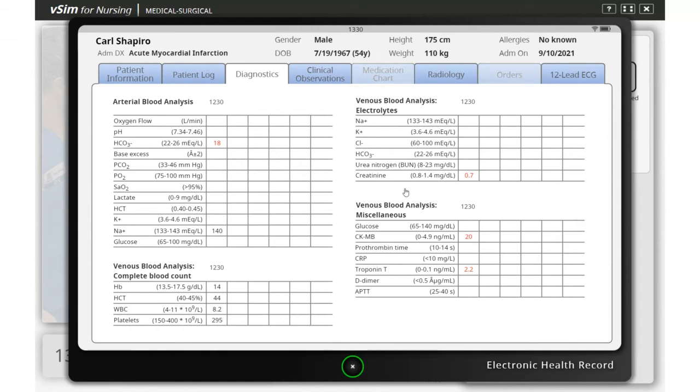And then again, just looking at your creatinine. This is important because we're looking at electrolytes and we want to make sure that the kidneys are functioning appropriately. And then looking down to just some of the miscellaneous.